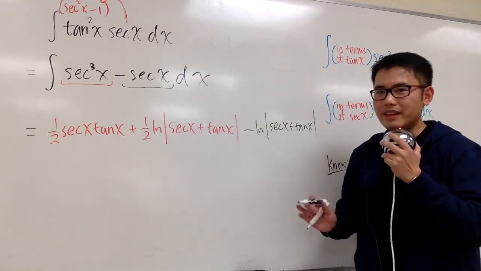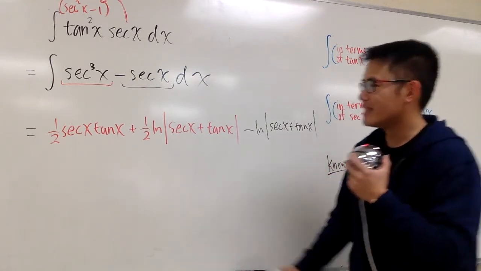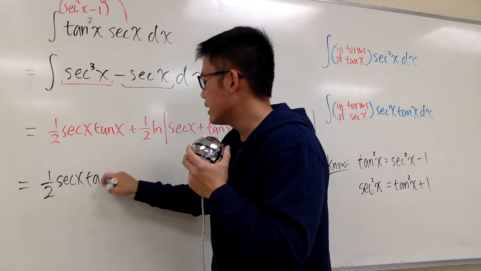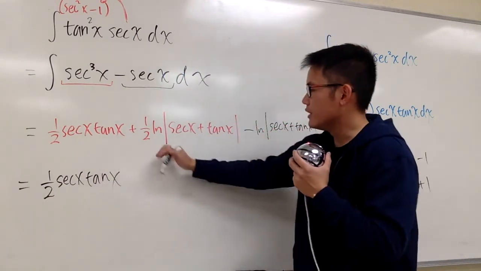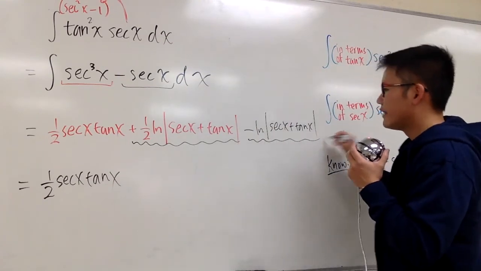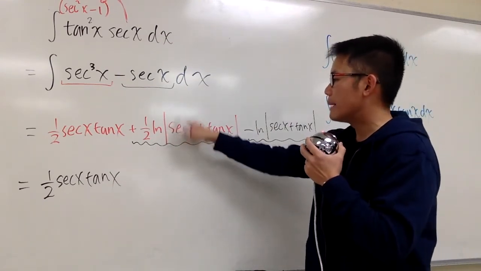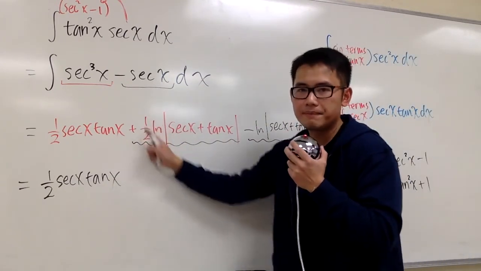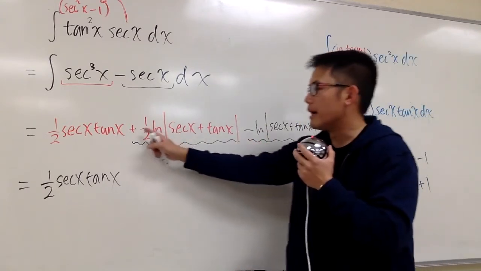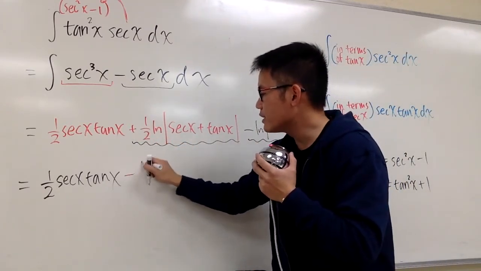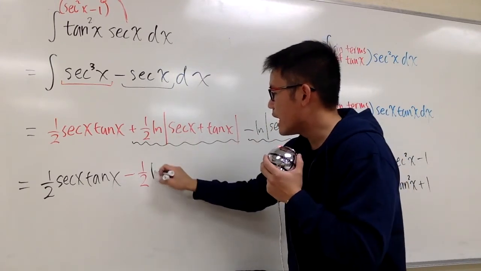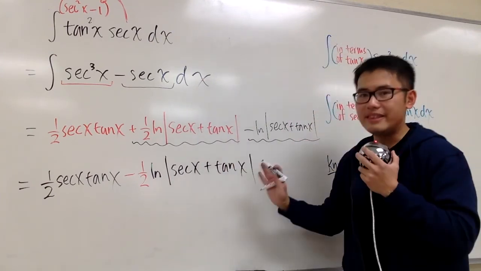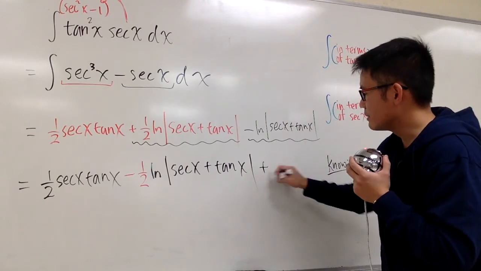We're not done yet because there's one thing we can combine. First of all, this is just by itself. I'll just write it down: 1/2 secant x tangent x. That's it. But then, if you look at this and that, both of them have the ln absolute value secant x plus tangent x, right? This is positive 1/2. This is minus 1. Positive 1/2 minus 1, we will have minus 1/2. The same term, ln absolute value secant x plus tangent x. And then we are done. Let's put a plus c right here.